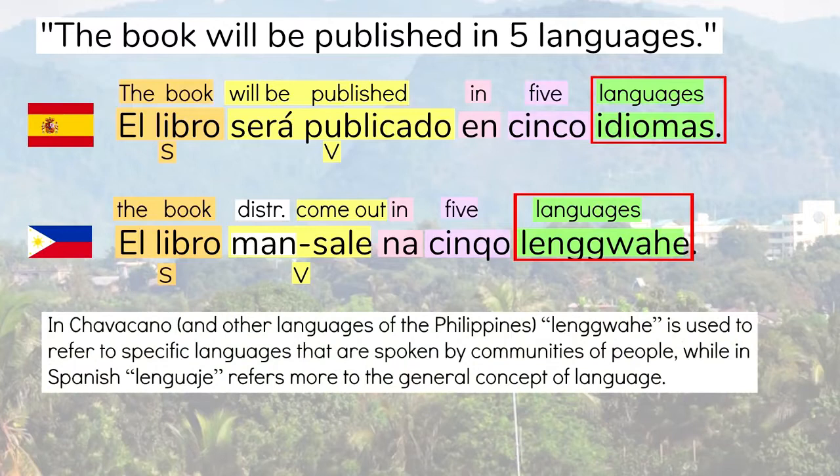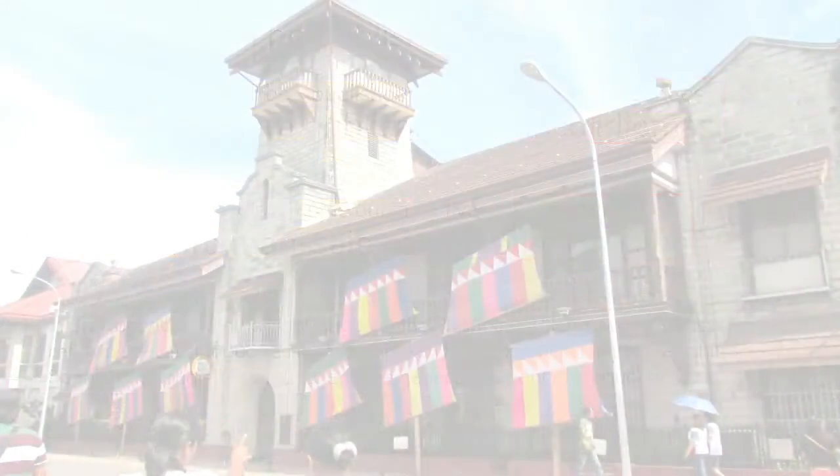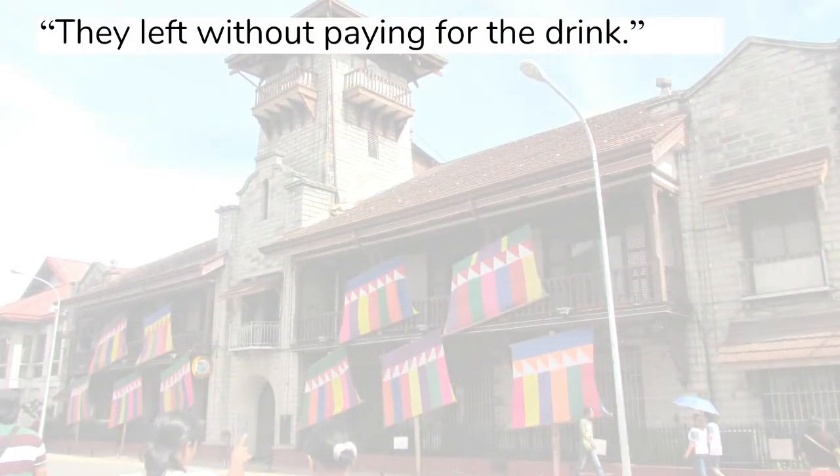In Chavacano and other languages of the Philippines, lenguaje is used to refer to languages that are spoken by communities of people, while in Spanish, lenguaje refers more to the general concept of language. So, to refer to a specific human language in Spanish, idioma is the typical word. And one last sentence. This sentence means they left without paying for the drink.